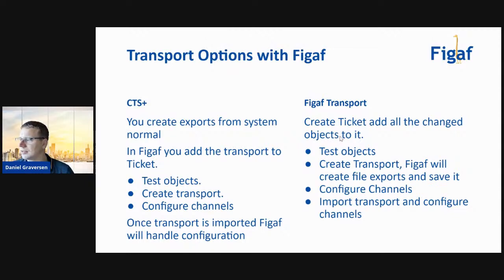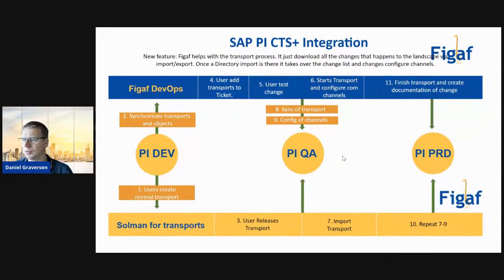And the other is the one we have had for a year. If you do not use CTS Plus, but want some way to make it easier to actually understand these things, then in the Figaf tool, you will create a ticket, you can assign some objects to it, and then you can actually transport those objects across the landscape. So this is what I want to show.